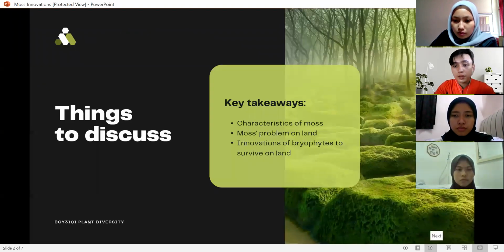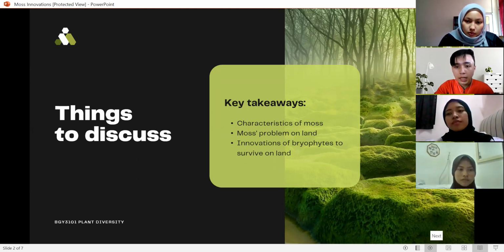For the first presenter, we have Nuralya, and she's going to present about the characteristics of moss. For the second presenter, we have Balqis. She will share with us about the problems faced by moss on land. And last but not least, we have Farah and Mira. They're going to present about the innovation of bryophytes to survive on land. So without further ado, let's begin with the characteristics of moss.